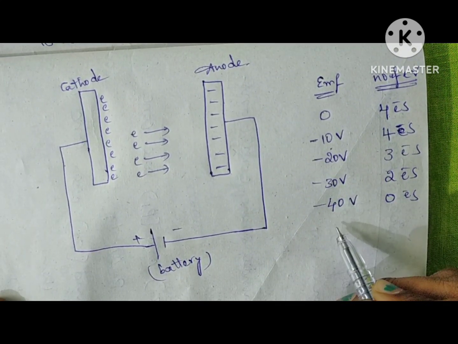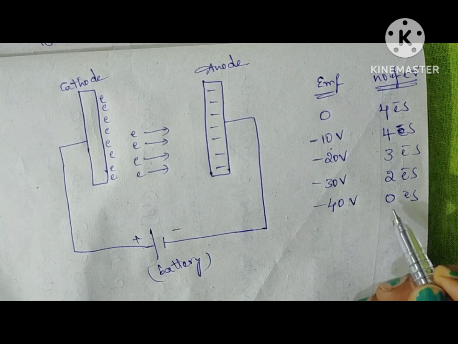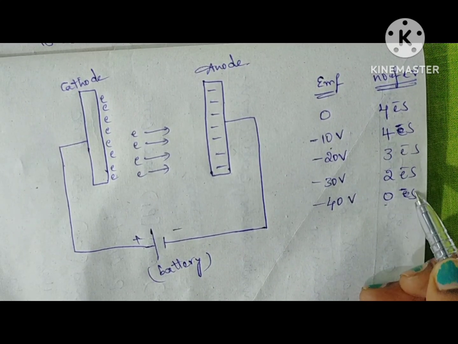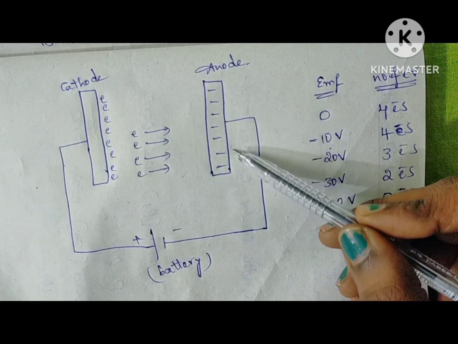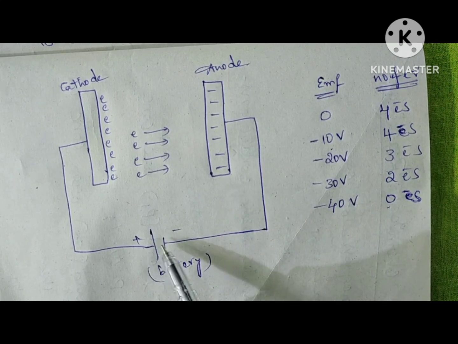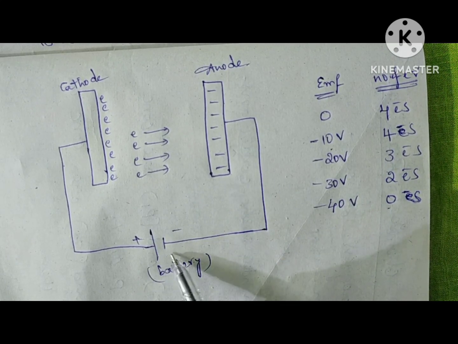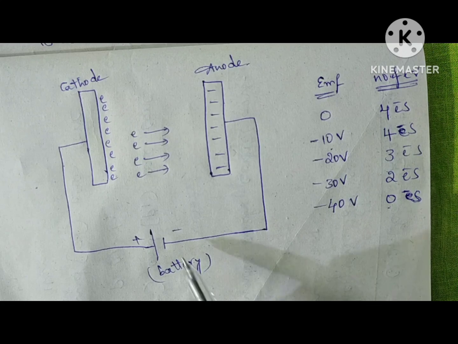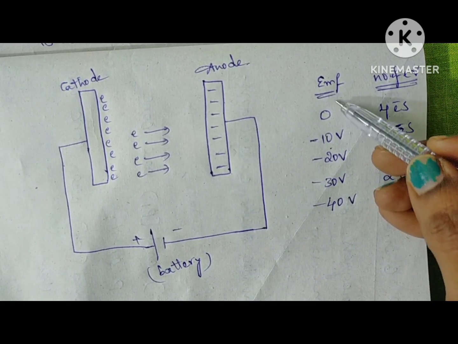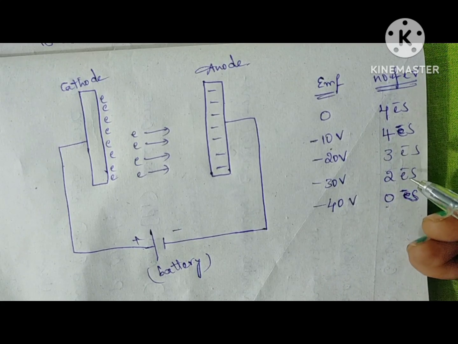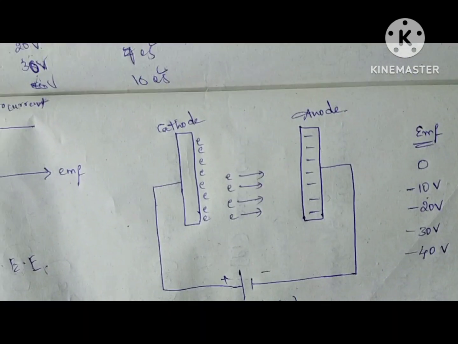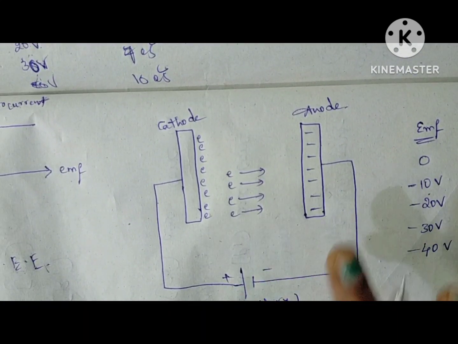If you reduce it to minus 40 volts, only 0 electrons, the total electrons are collapsed, nothing will be in the anode. So on reversing the polarity of the battery from positive charge to negative charge, negative charge is developed on the anode. So this is the EMF level and the number of electrons emptied if we change the polarity of the battery. At this value of potential, no current flows here.